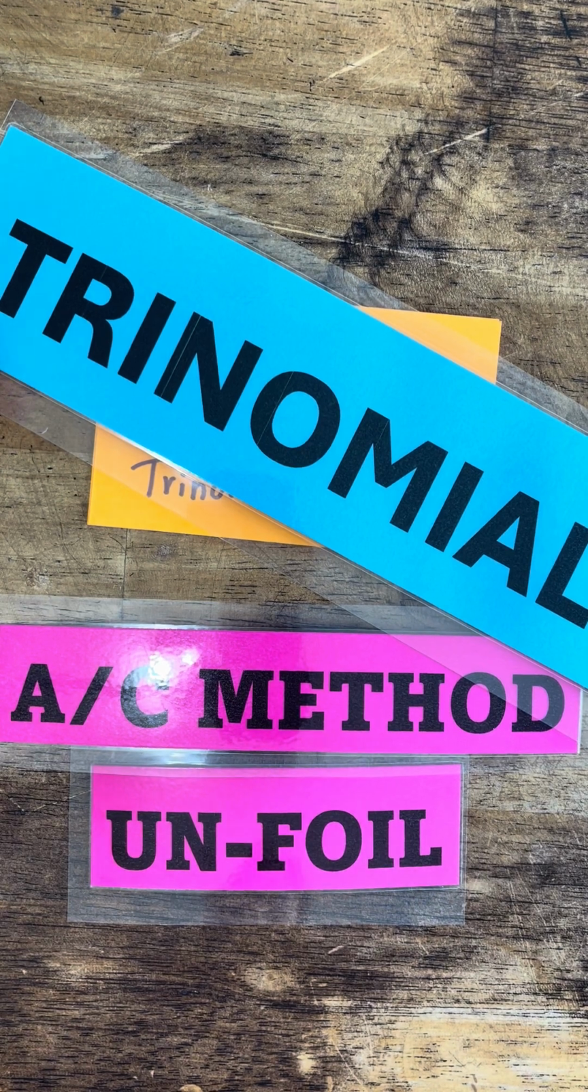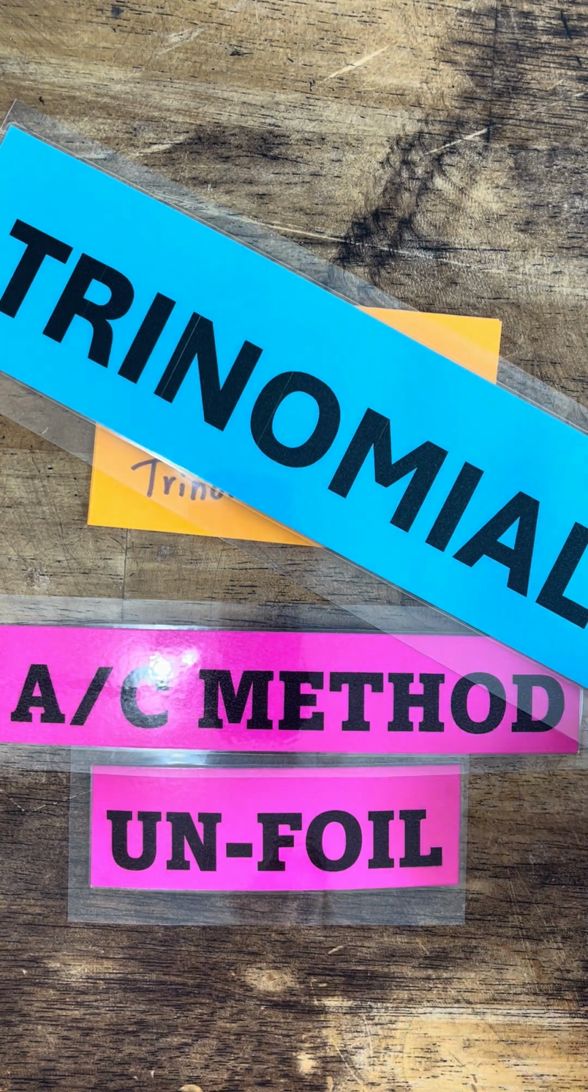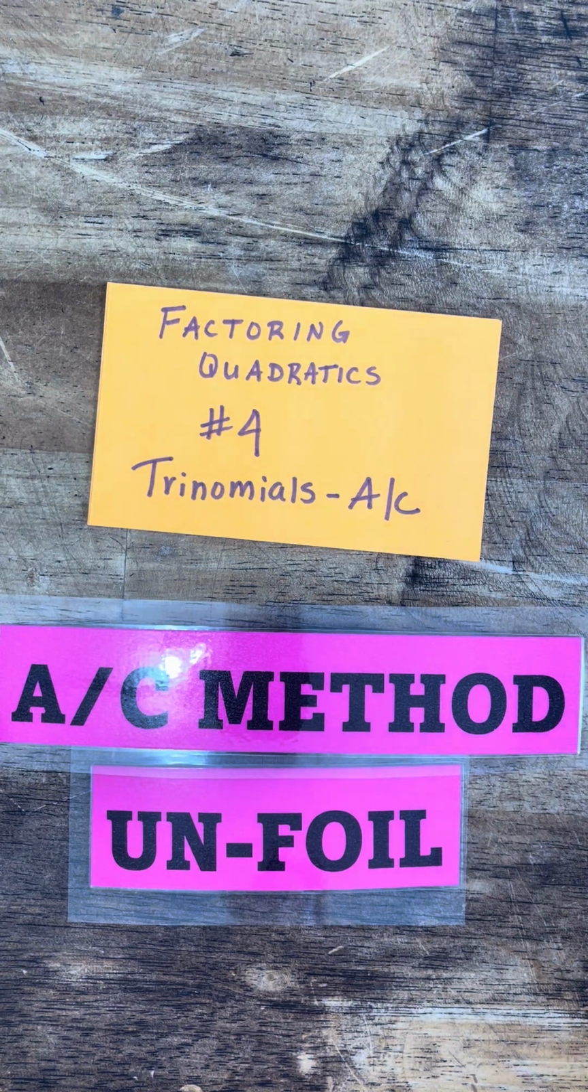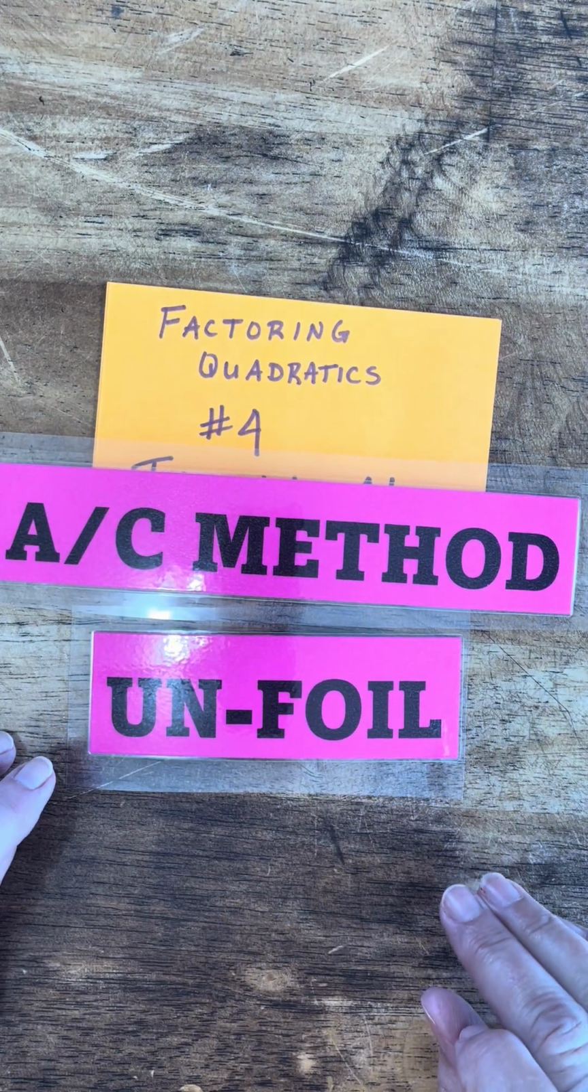Now let's look at how to factor those trinomials. These are the ones that have 3 terms. Now there's actually 2 different methods for factoring trinomials. There's the AC method and the unfoiling method.